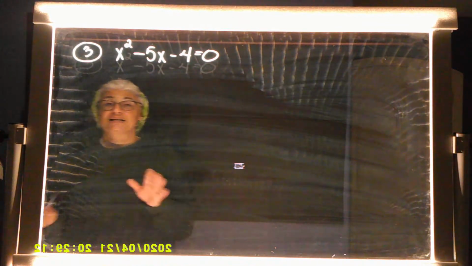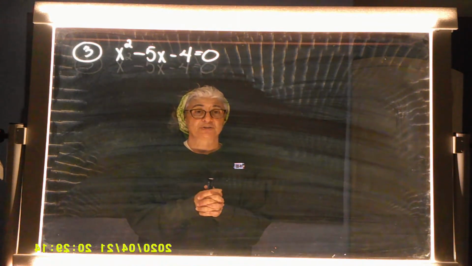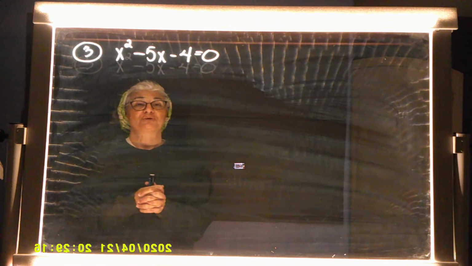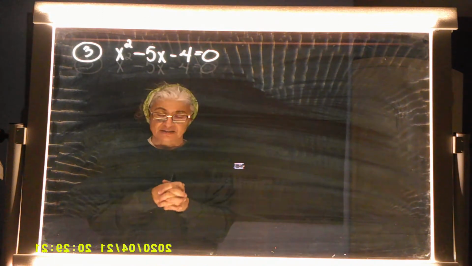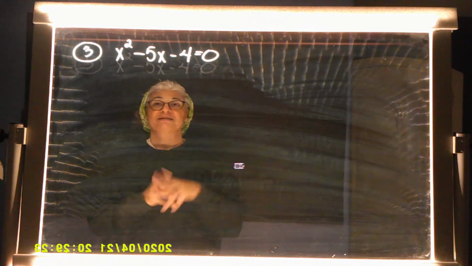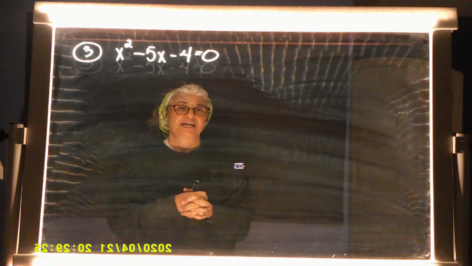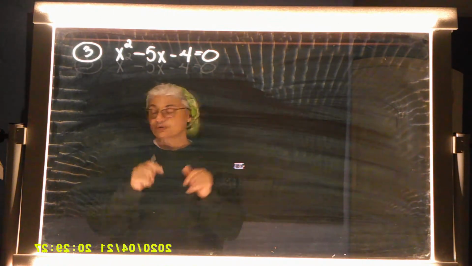Okay, so let's look at this problem. Again, I'd like to solve it using the quadratic formula. So, 2 things to remember. First, is it equal to 0? In this case, the answer is yes. Secondly, is it in descending order? And again, the answer is yes. So we're good to go here.